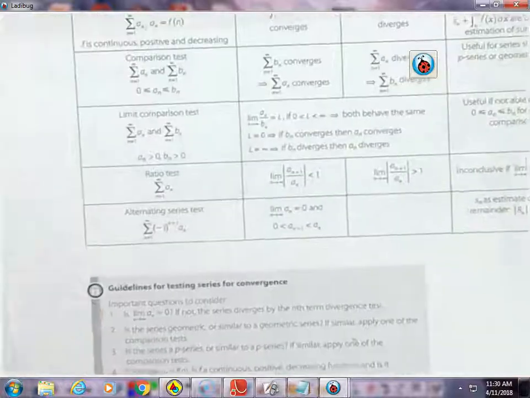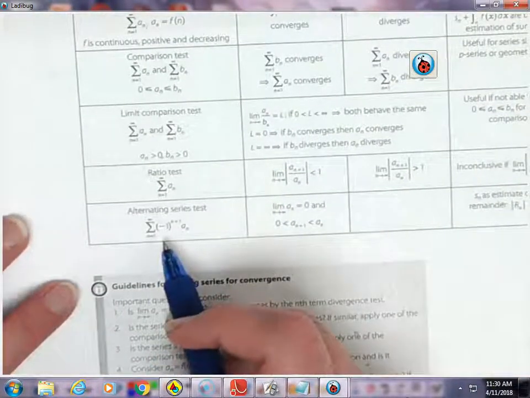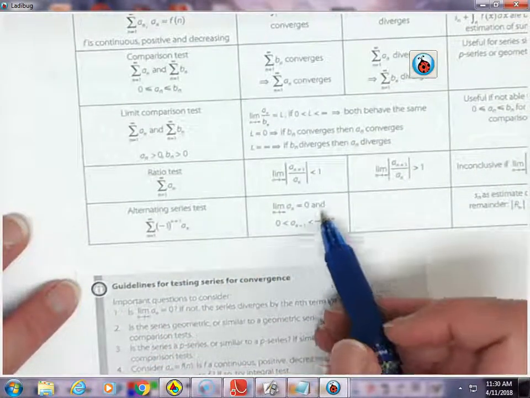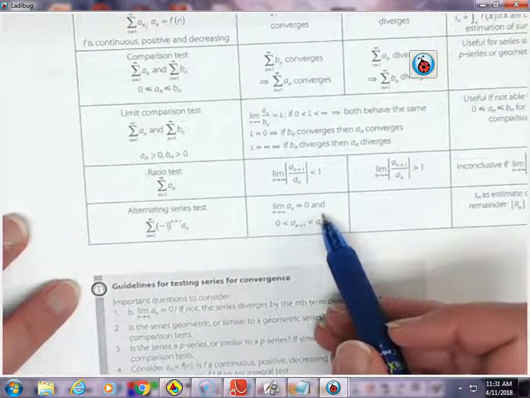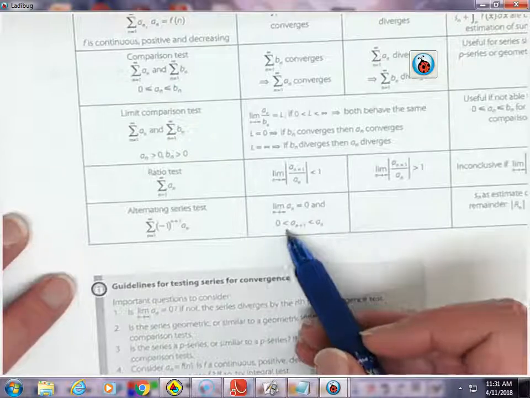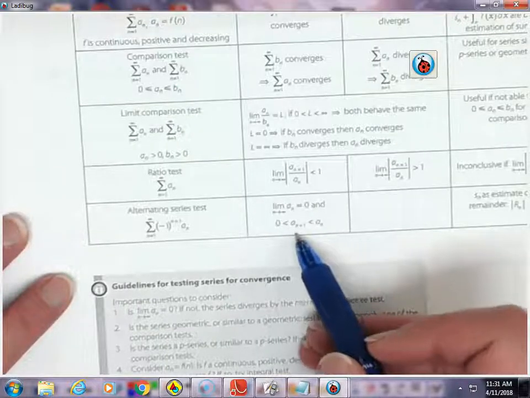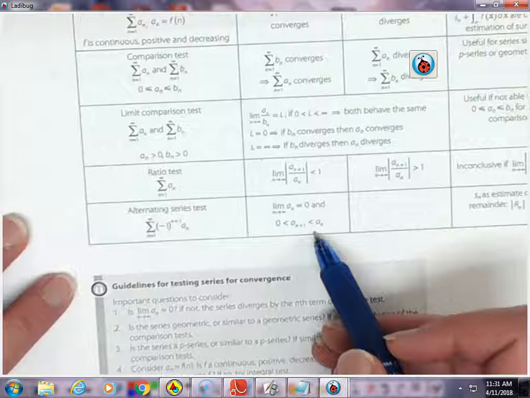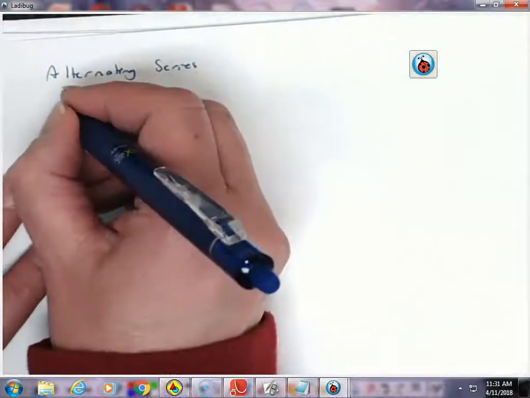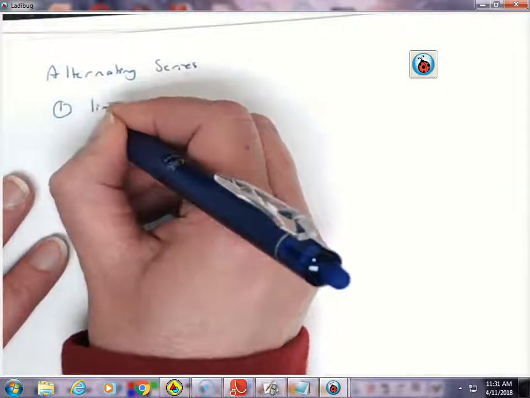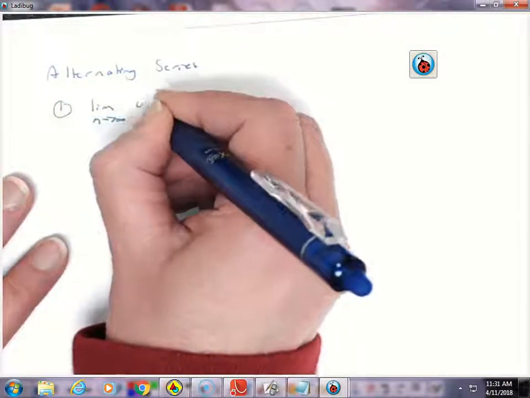Okay. And if you look, this is just something that's going to go back and forth between positive and negative. It has two conditions there. The limit as n approaches infinity of the sequence has to be 0. That makes sense, or it would fail by nth term. And also the sequence has to be decreasing. That's what this is referring to. And if those two things are true, then we can say the alternating series is converging. So not very difficult.